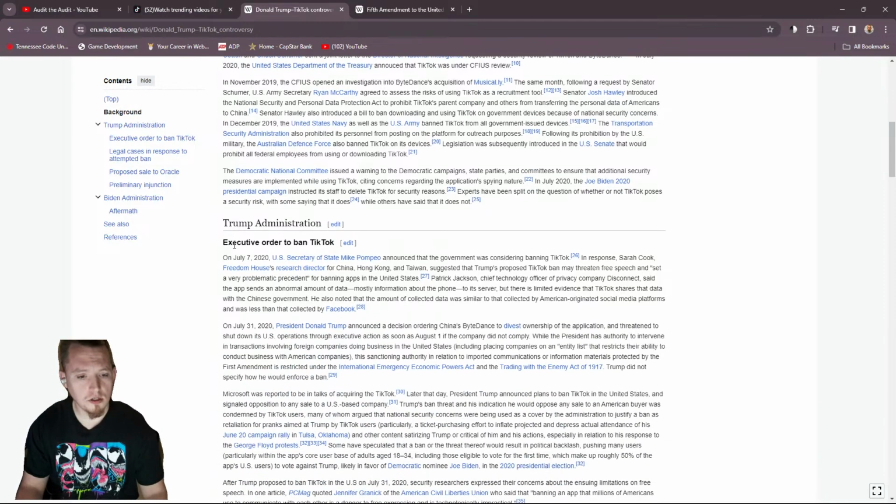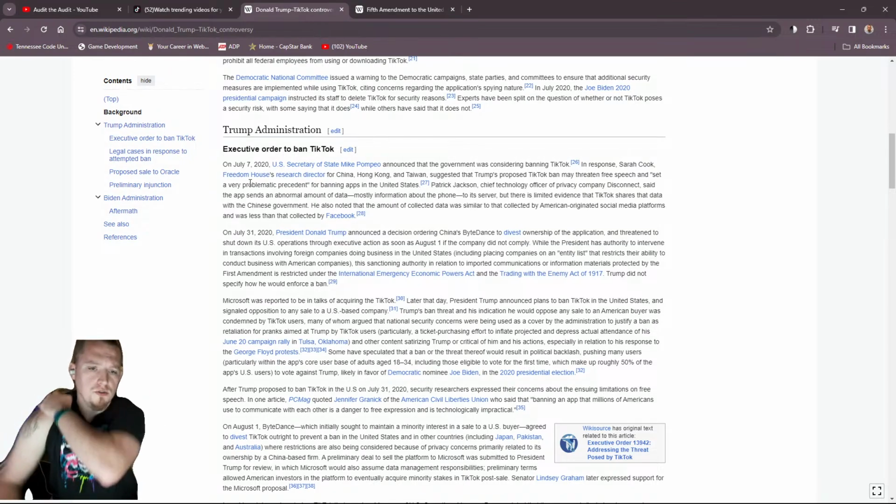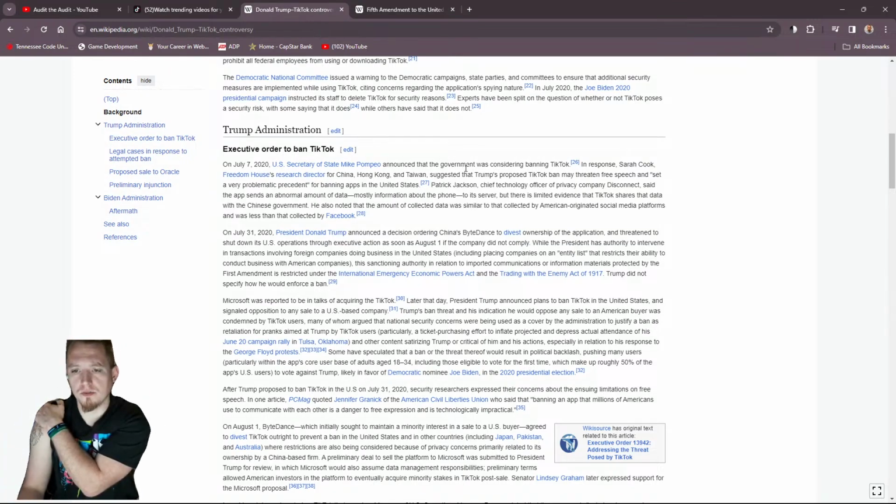Yeah. Executive order. July 7th, 2020, U.S. Secretary Mike Pompeo announced the government was considering banning TikTok in response. Sarah Cook, Freedom House's research director for China, Hong Kong, and Taiwan, suggested that Trump's proposed TikTok ban may threaten free speech and set a very problematic precedent. Yeah, you think?